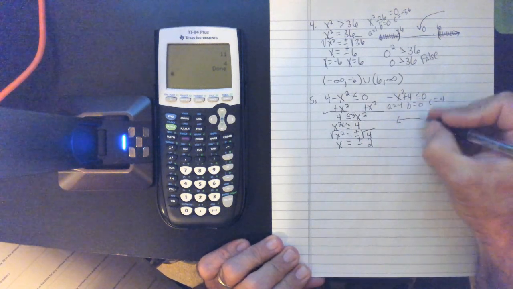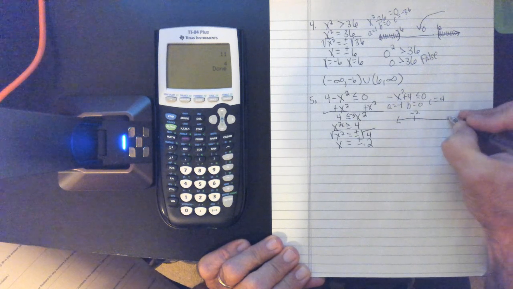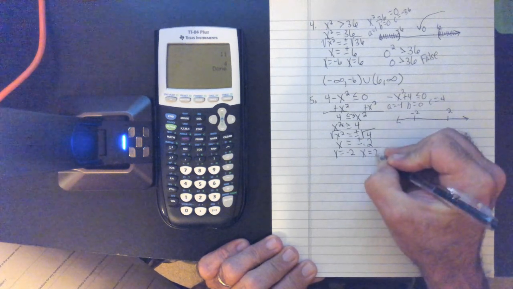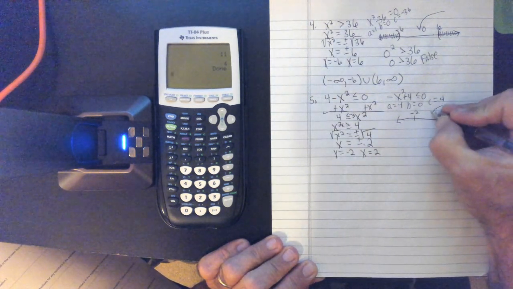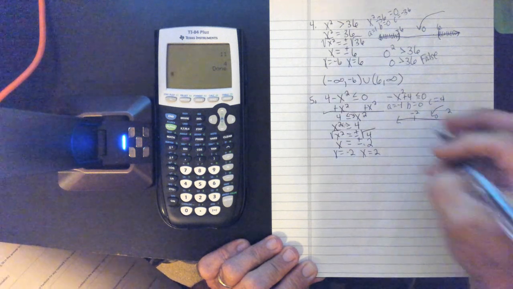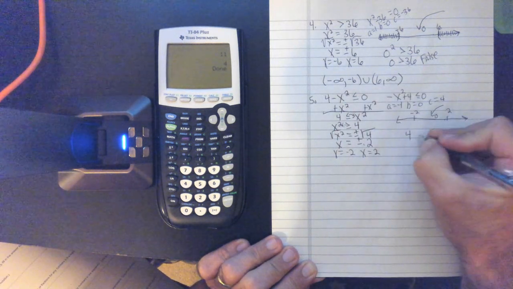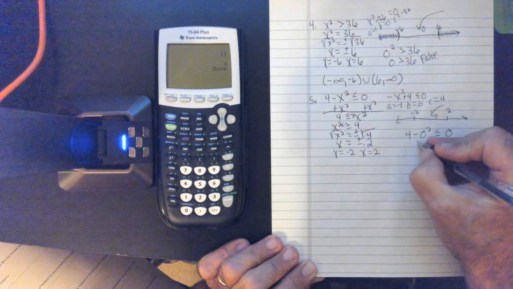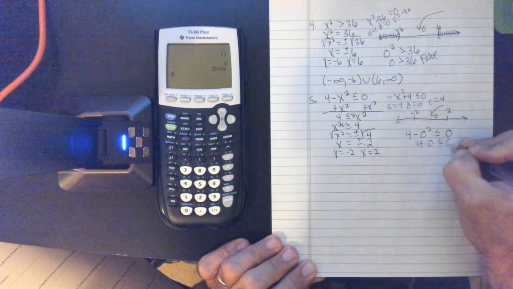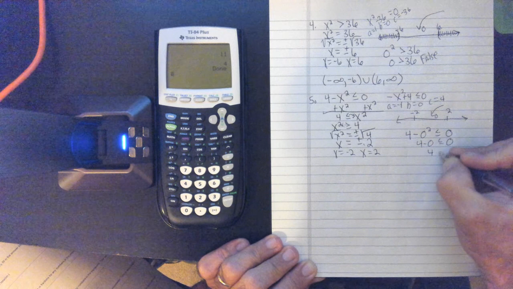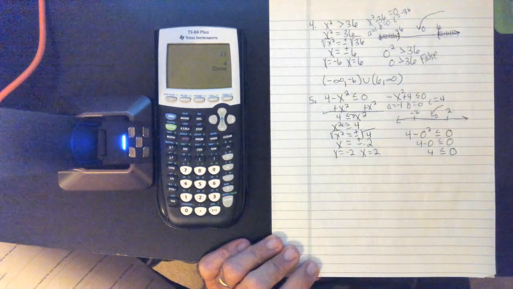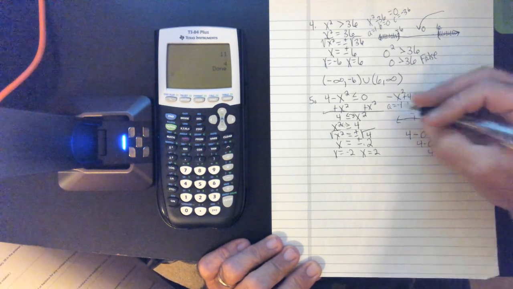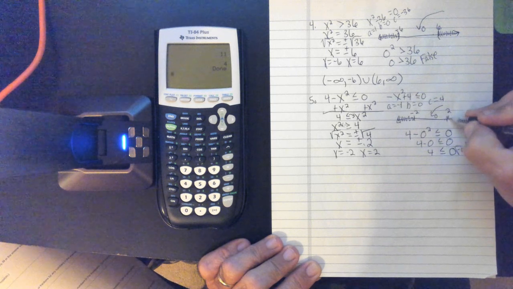So I know I got a negative 2 from one of these, and I got a positive 2. Remember, that's my x equals negative 2, x equals positive 2. So 0, once again, is going to be in between negative 2 and 2. Let's put a 0 in up here and see what we get. 4 minus 0 squared has to be less than or equal to 0. 4 minus 0 is 4. Is that less than or equal to 0? No, that is false. Which means I can't shade where the 0 is, and I'm going to shade the outsides.